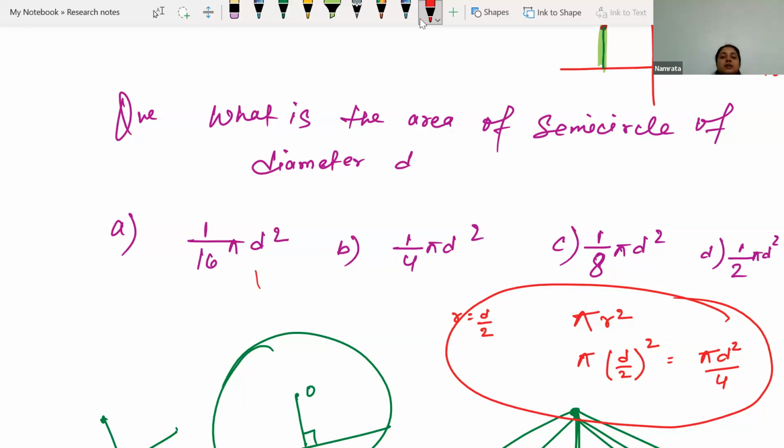Everyone, are you getting it? It will be pi d square by 8. What we did over here: a circle has diameter d. We know the area formula for the circle is pi r square. Now r is d by 2, so we substituted d by 2 over there, and then we got pi d square by 4. Let's move ahead.